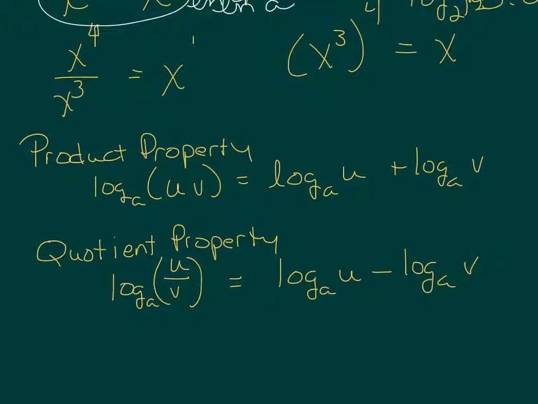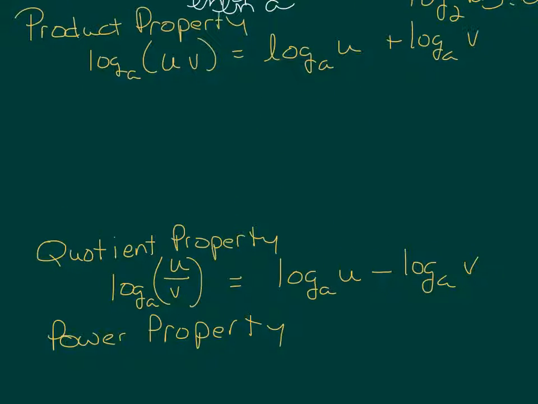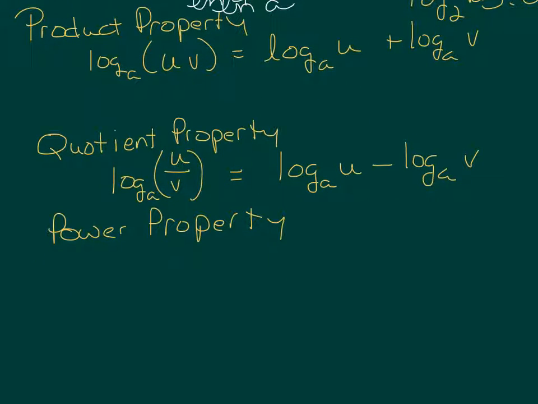And then we have the power property, where we're raised to a power. If we have the log base A of u to the n power, we can rewrite this as n times the log base A of u. And a lot of times that helps us in simplifying.